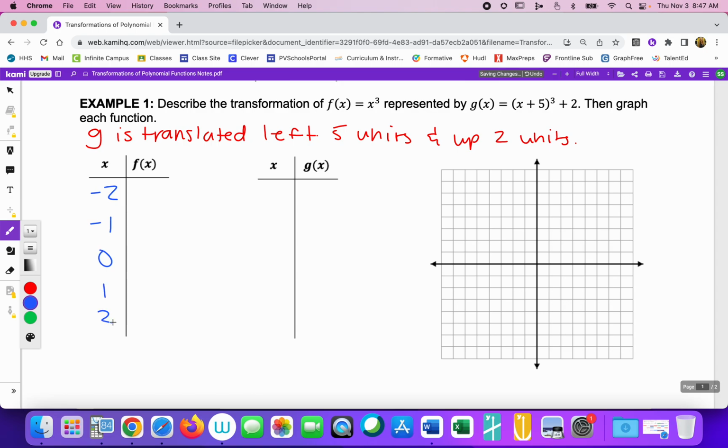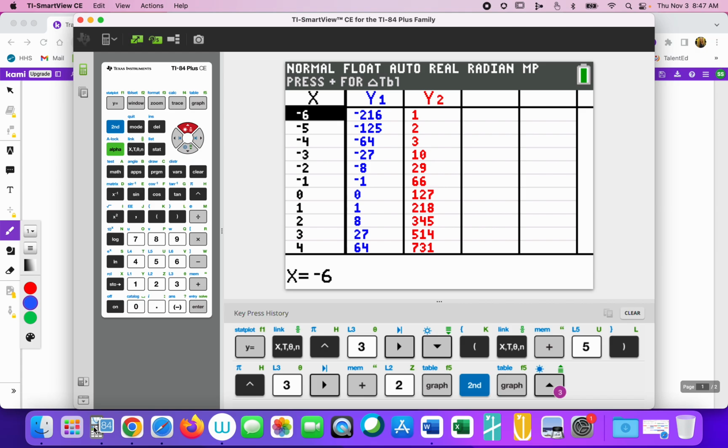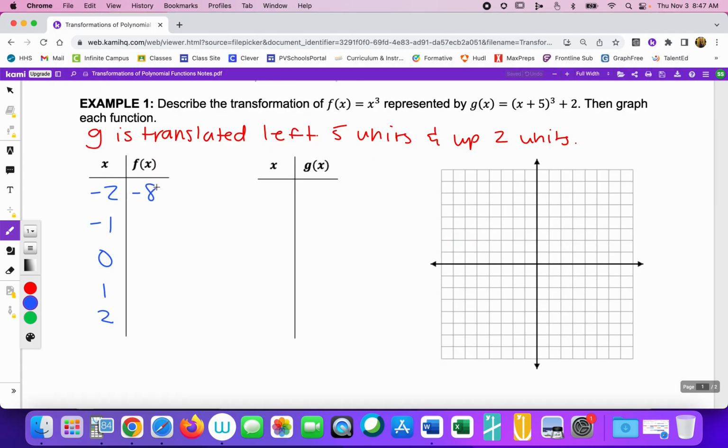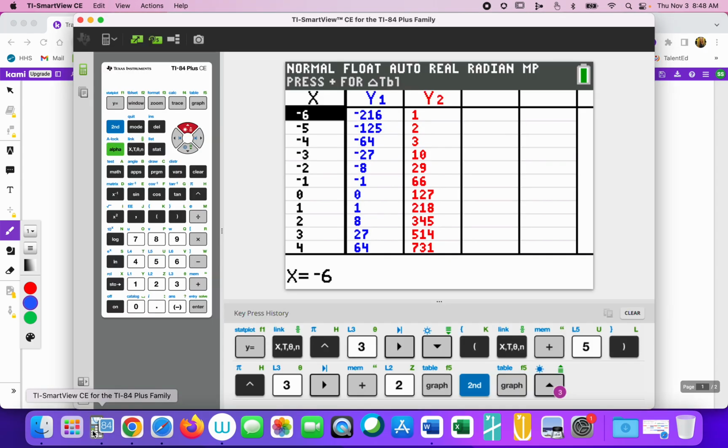So it was -8, -1, 0, 1, 8. So that is your f of x function. You can plot it as we go. So try and capture the shape if you can. And then as many points that will fit on this one.